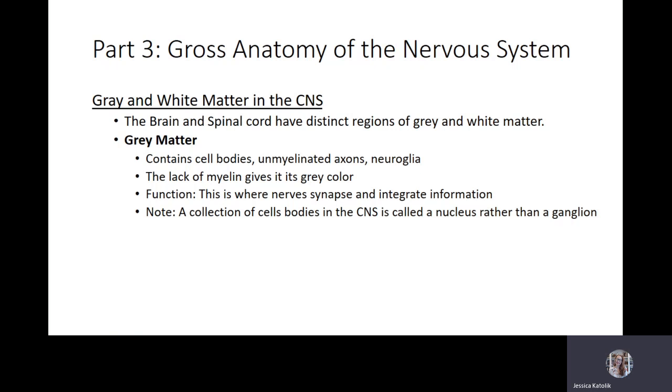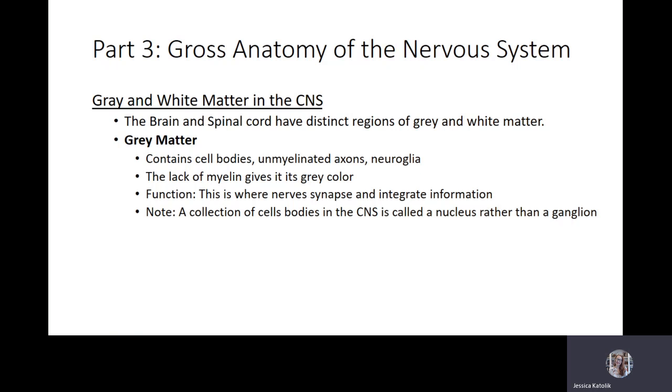Again, just a note about vocabulary in the central nervous system versus the peripheral nervous system. If we describe a collection of cell bodies in the peripheral nervous system, we call it a ganglion, while in the central nervous system, we call it a nucleus. So again, depending on where we are, we're going to call these things different names.